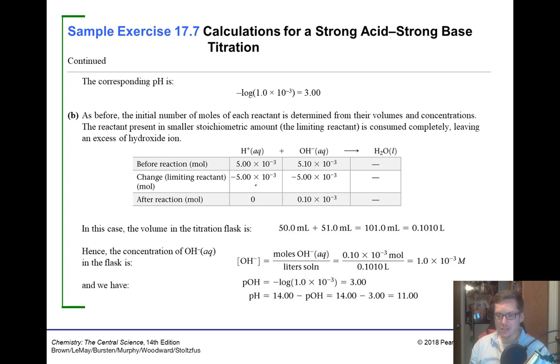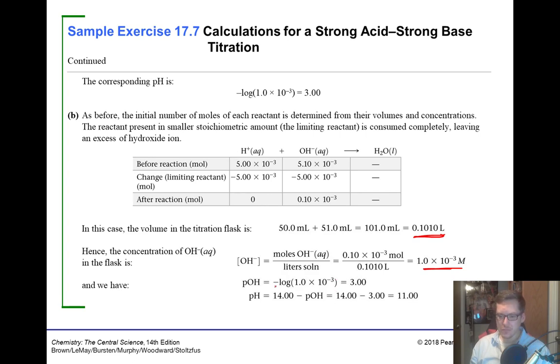Our limiting reactant now, though, is our H plus because that's the one that there's less of, and it's still a one-to-one relationship to make this neutralization reaction. So there's 0 of this after the reaction's done, and 0.1 times 10 to the minus third of this. This is our new volume. Again, we got to find the new concentration, so we take our moles divided by the total volume, and so we get this as our concentration.